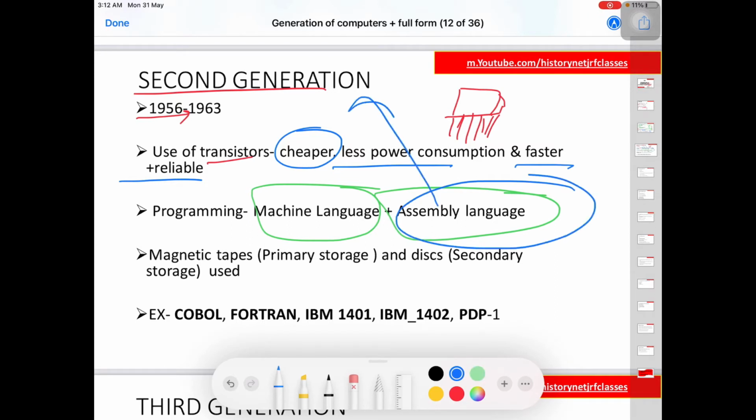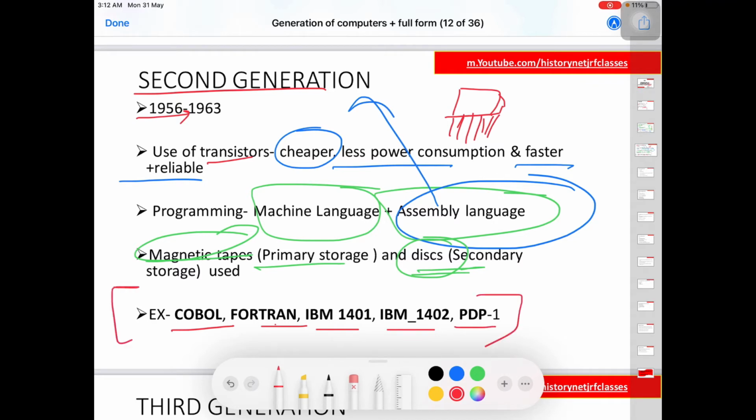For primary storage there is use of magnetic tapes, and for secondary storage there is use of magnetic disk. Examples are COBOL, Fortran, IBM 1401, IBM 1402, PDP-1. So these are examples of second generation computers.